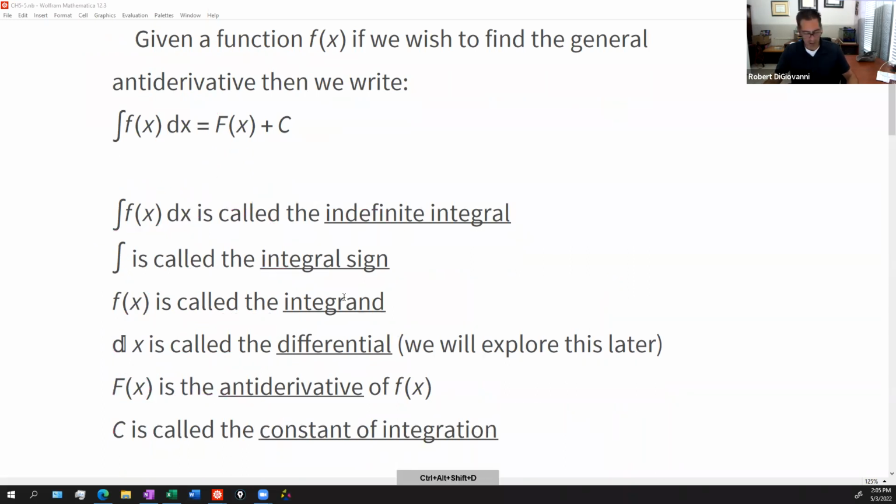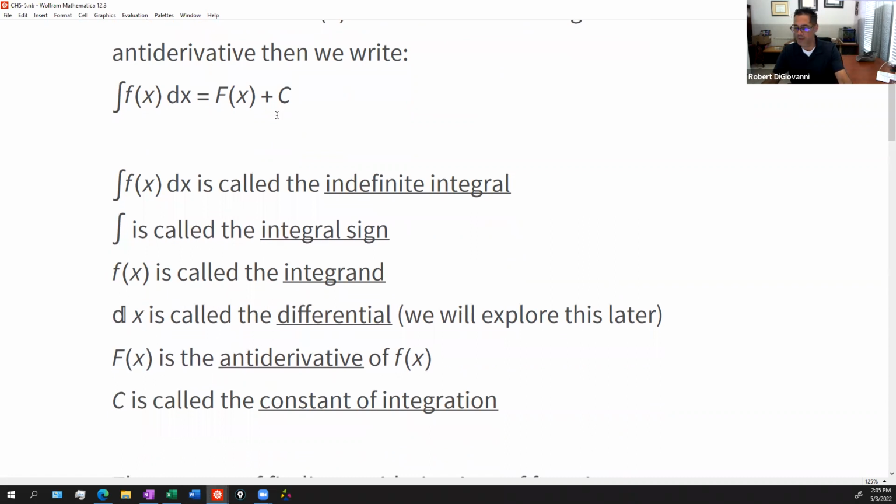The C that you put on the end, if you forget it, some professors count it completely wrong. That is called the constant of integration. So a lot of new language here, right? This thing called the indefinite integral, the integral sign, the integrand, the differential, the antiderivative, the constant of integration. These are all new terminologies for us.